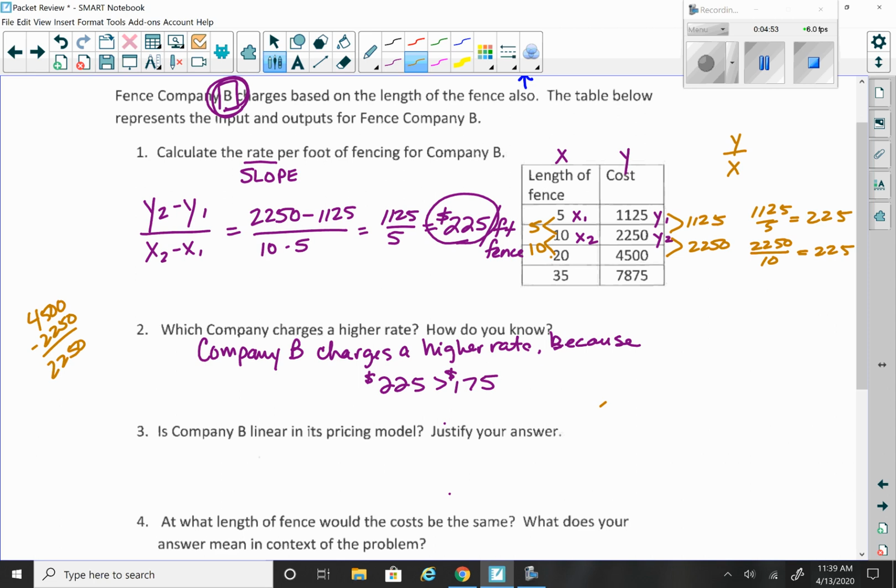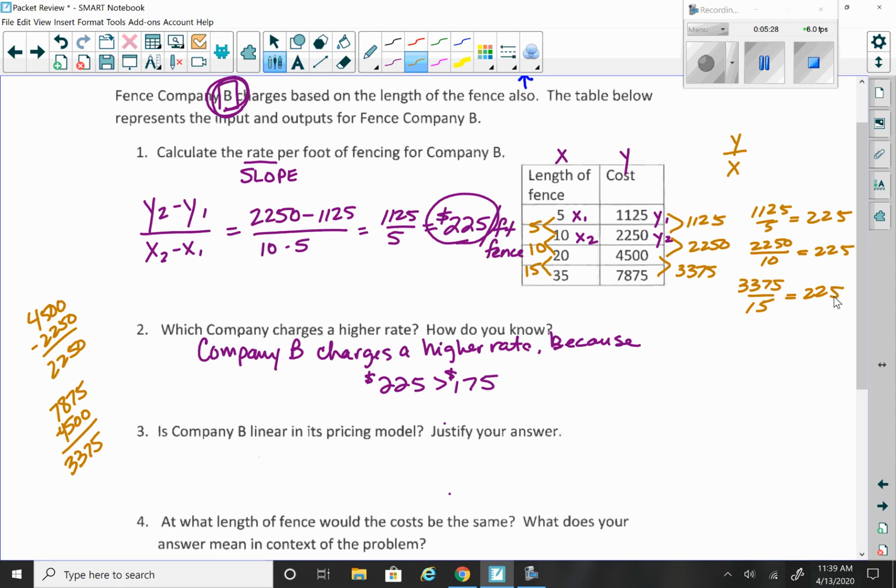If I go from 20 to 35, that's going up by 15. If I go from 4,500 to 7,875, again, there's where I probably need my calculator. 7,875 minus 4,500, I'm going to come up with 3,375. So again, looking at your change in y over your change in x, 3,375 divided by 15 on your calculator, you should come up with 225.